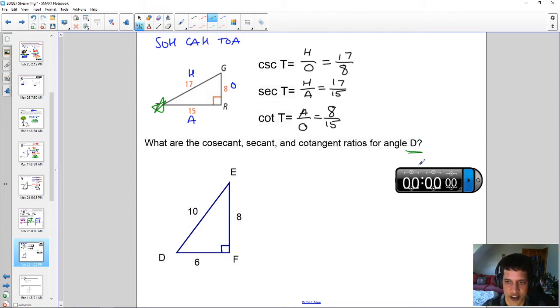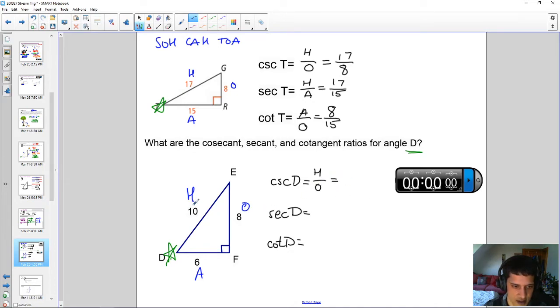So we're looking for angle D here. So we're looking for this angle. Let's mark our sides: hypotenuse, opposite, adjacent. All right, and we want to find cosecant of D, secant of D, and cotangent of D. Cosecant is h over O, which is going to be 10 divided by 8, which you can reduce to 5 over 4.